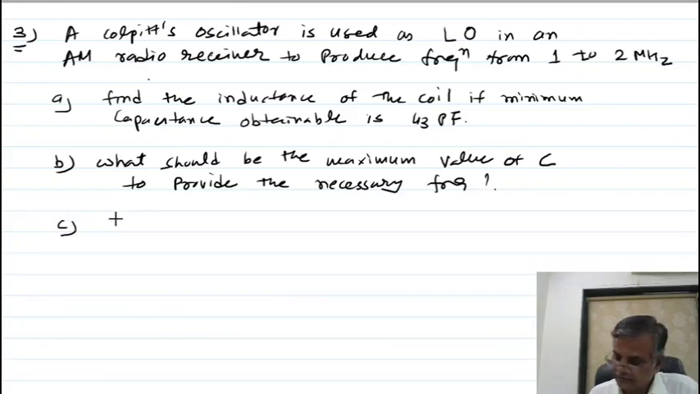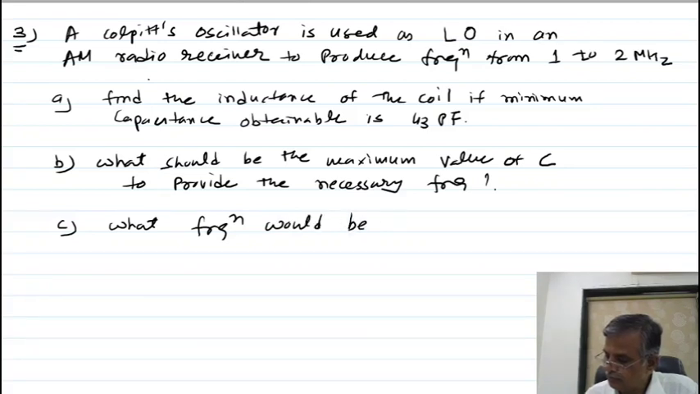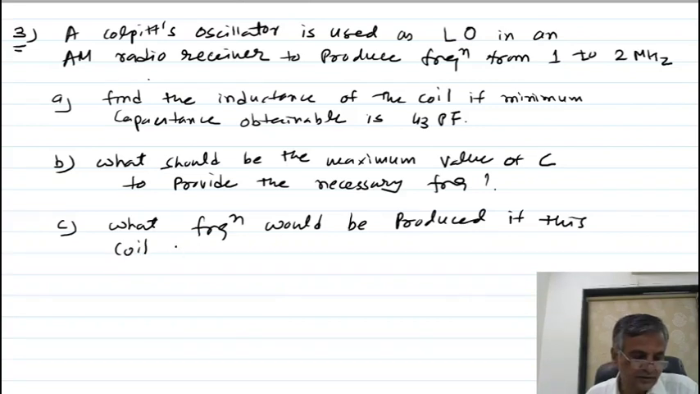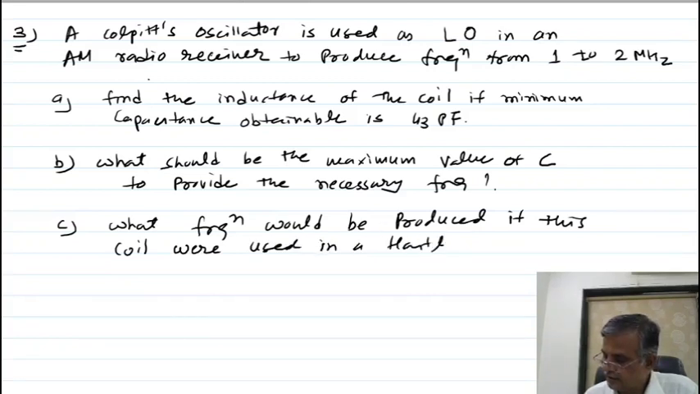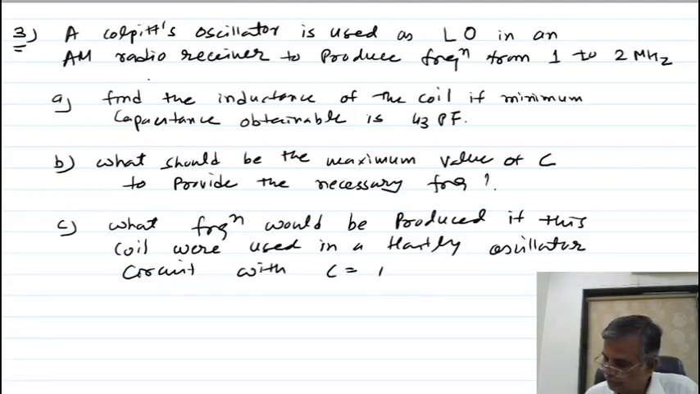C, what frequency would be produced if this coil were used in a Hartley oscillator circuit with C is equal to 100 pf.